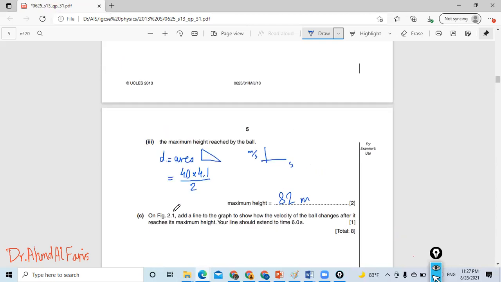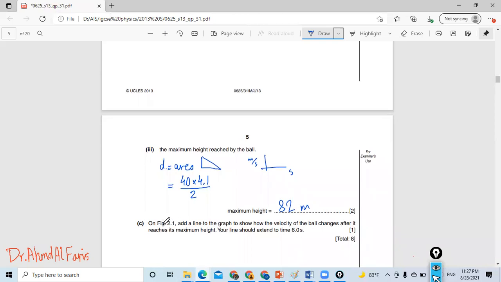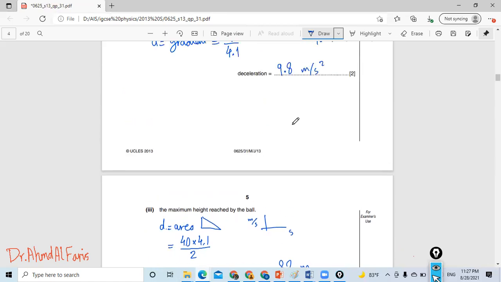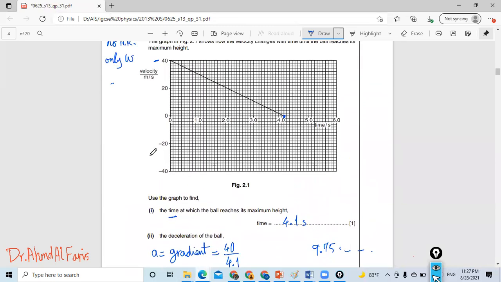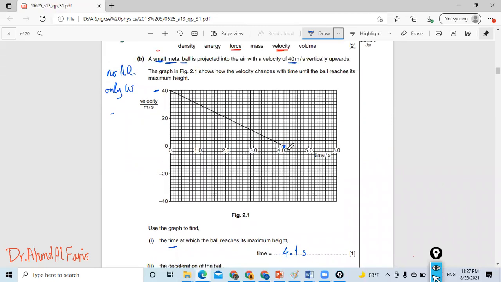That's what is left. Finally, on the figure, add a line to show what will happen to the velocity after it reaches the maximum height. Now it starts to fall down. The velocity becomes negative and the acceleration remains the same. So I will use my ruler and continue this line as a straight line like this. Forget my handwriting here. It's supposed to be a straight line with my ruler. I will continue this line to be straight, to have the same gradient. And that's it for now.